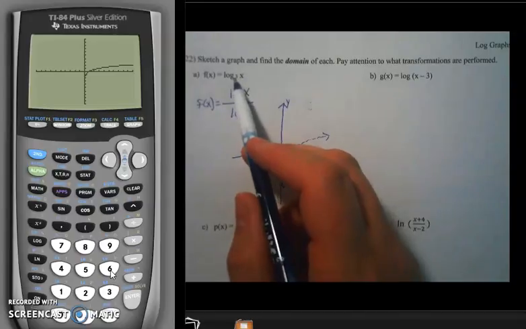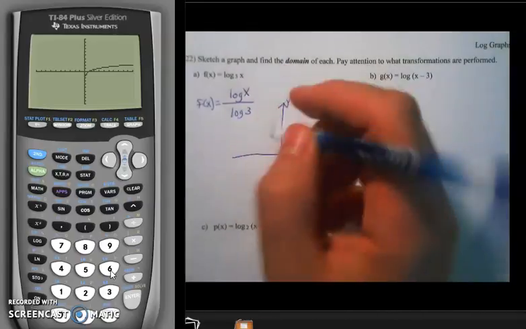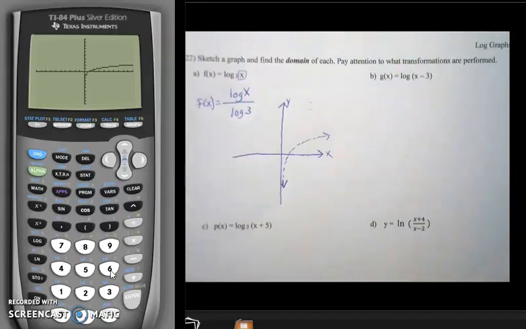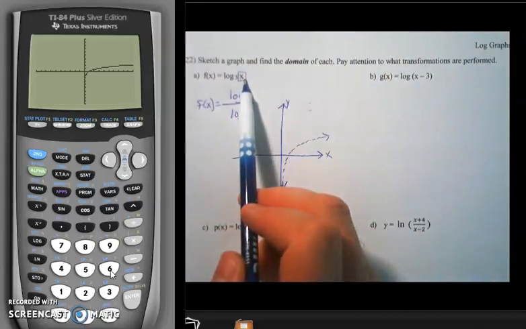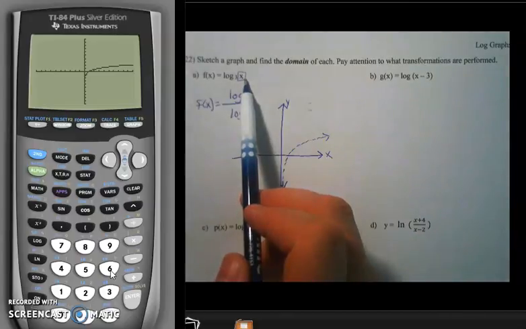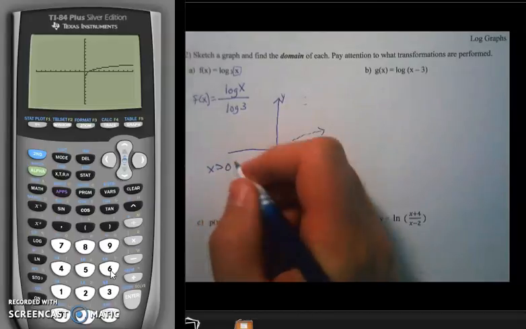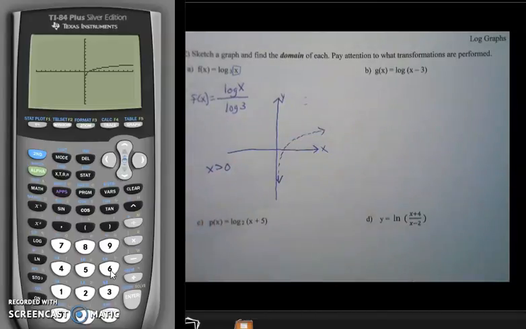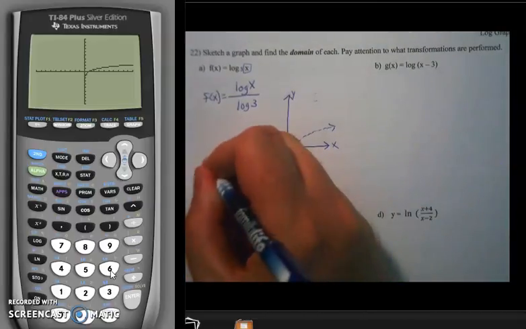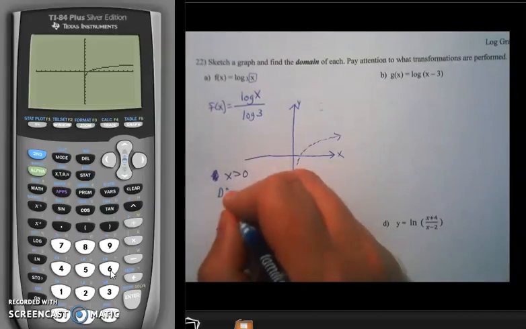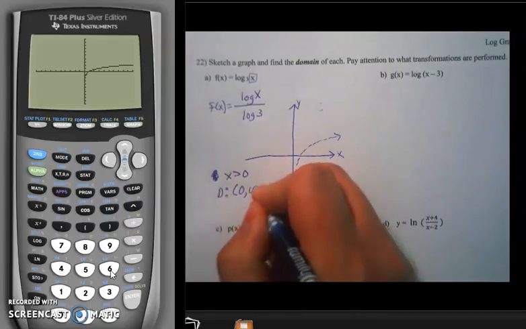Remember, with a logarithm, no matter what the base is, whatever you take the log of, so this part right here, whatever's there needs to be greater than 0. So we set x greater than 0. There's no solving to do there. That's your domain. So we can say the domain is 0 to infinity.